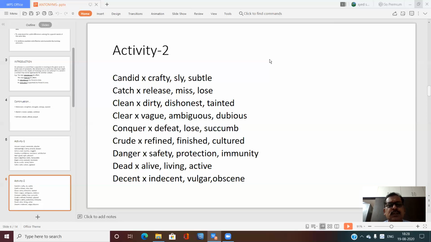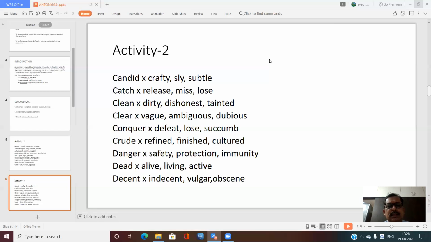Conquer, opposite words: defeat, lose, lost. Lose, past tense, lost. Succumb means surrender. Conquer means win over. Opposite words: defeat, lose, succumb, or surrender. Next, crude. Opposite words: refined, polished, cultured, finished, you can say.